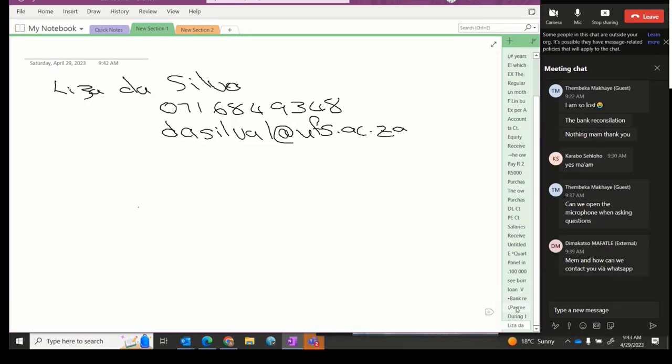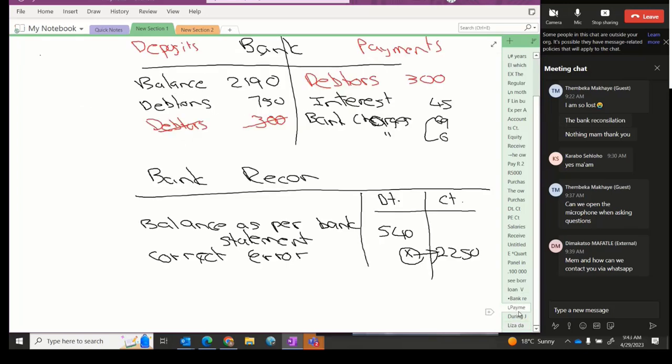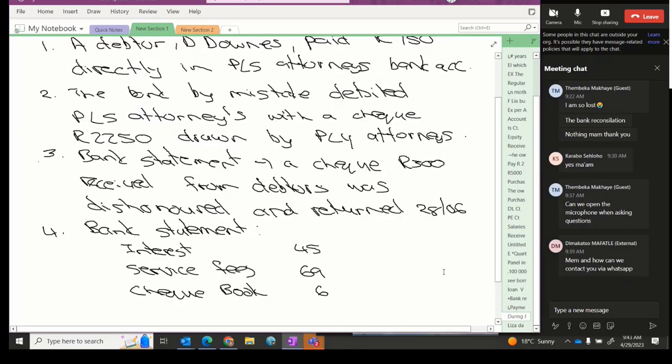Okay, let's just get back to the example. Can you see that the bank charges that were on the statement, you have to put into your bank account? Okay, any questions there? Okay, let's give you another example.